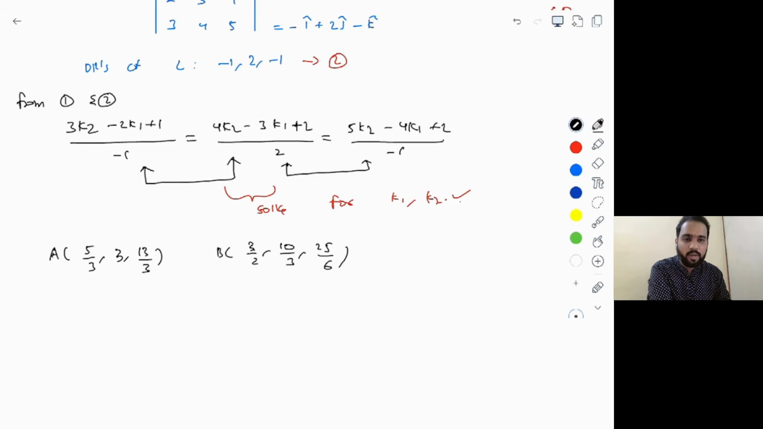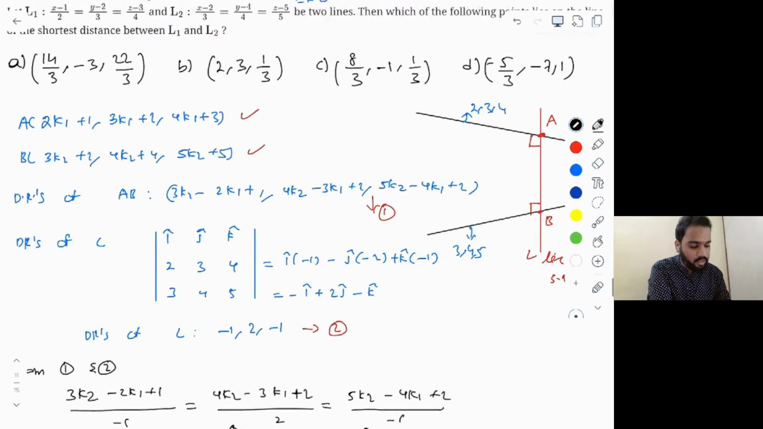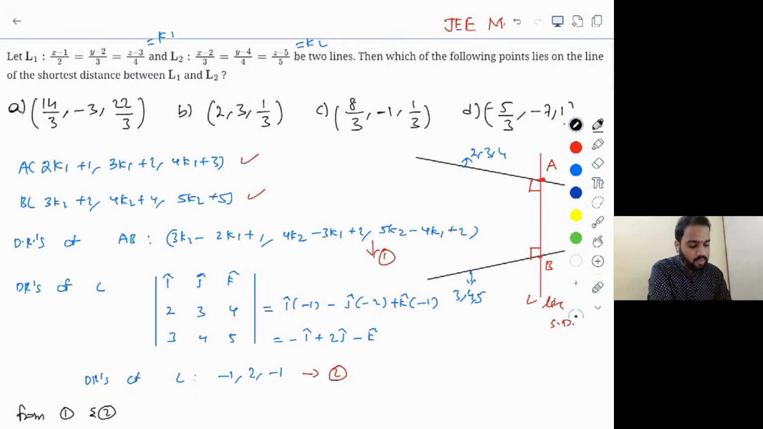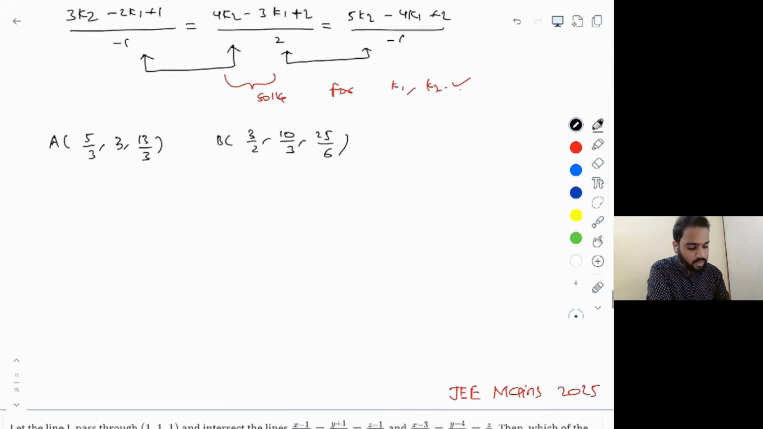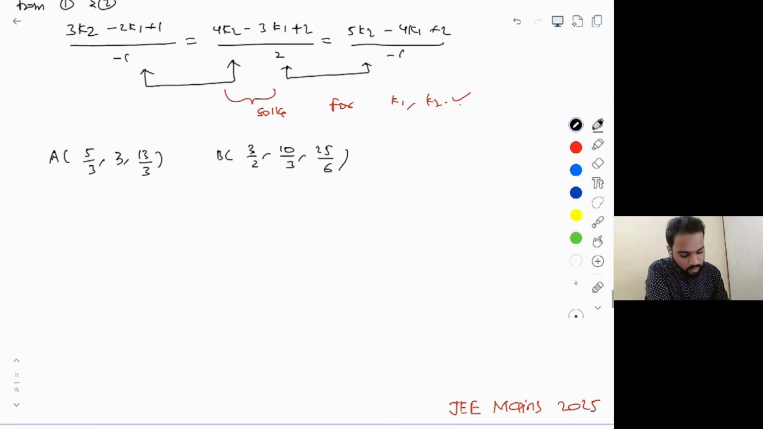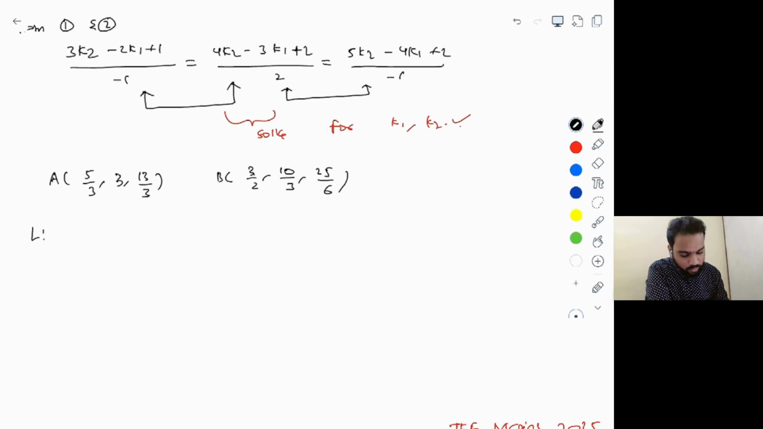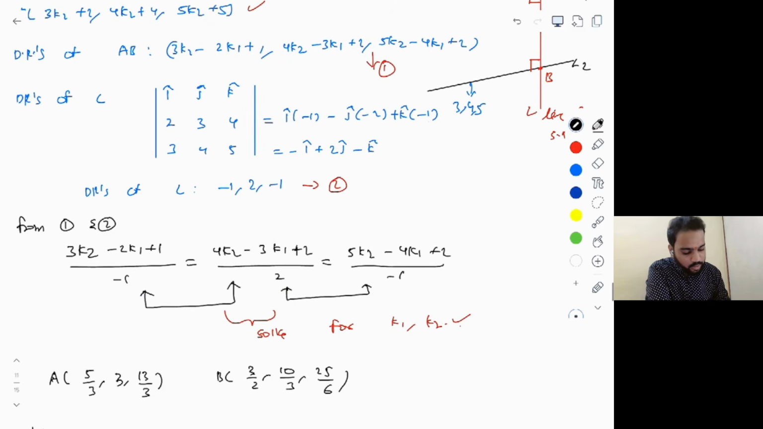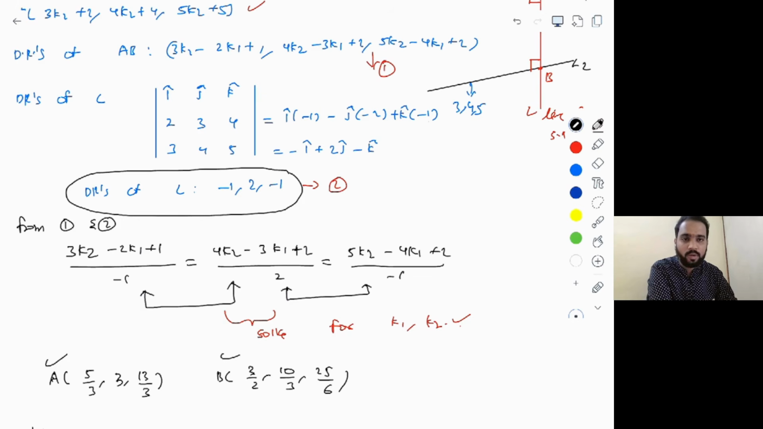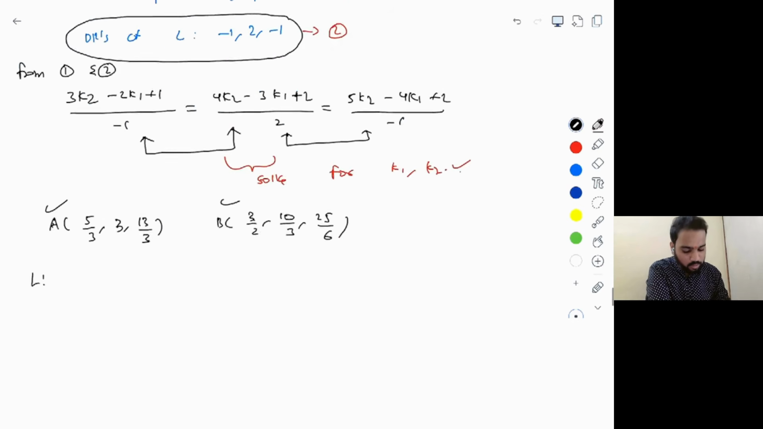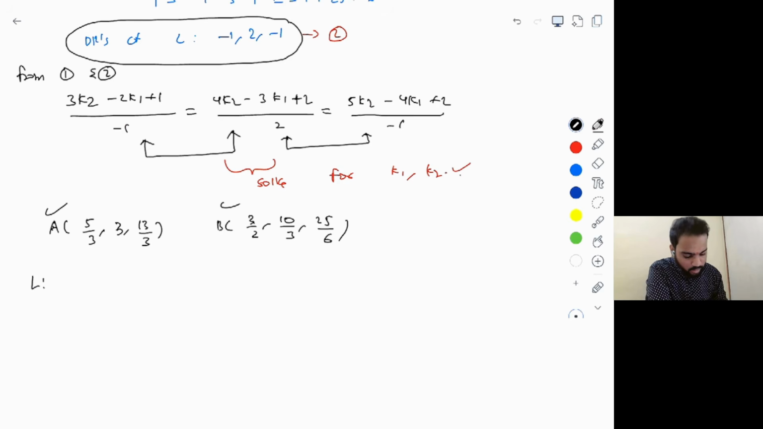Now we have got both the points A and B here. Now ultimately what we have to do in the question, check it. Which of the following points lies on the shortest distance line between the lines L1 and L2, which means first thing we have to construct the line L. So let's do that. We know how to write down the line L here, right? That is because line L DRs are already there, which is minus 1, 2, minus 1. And you can take any one point as reference point and you can construct the line equation. So let's say I'm taking the line equation by using the point A here.